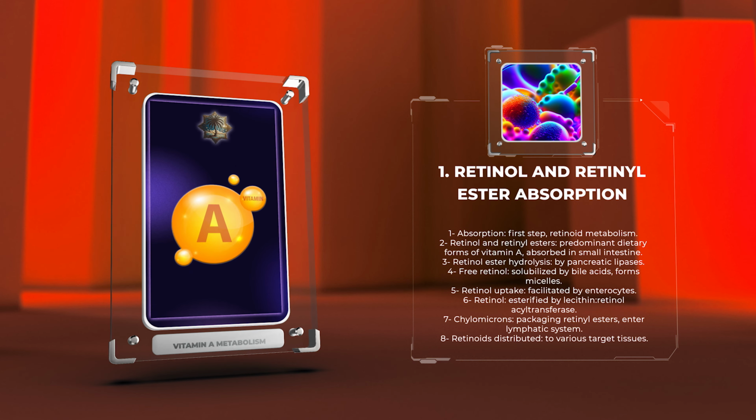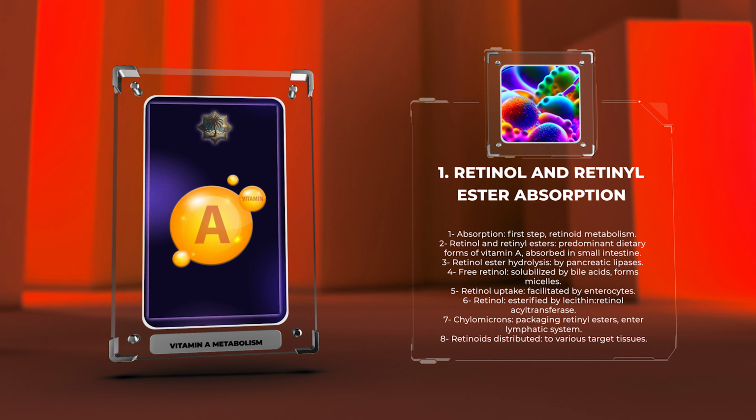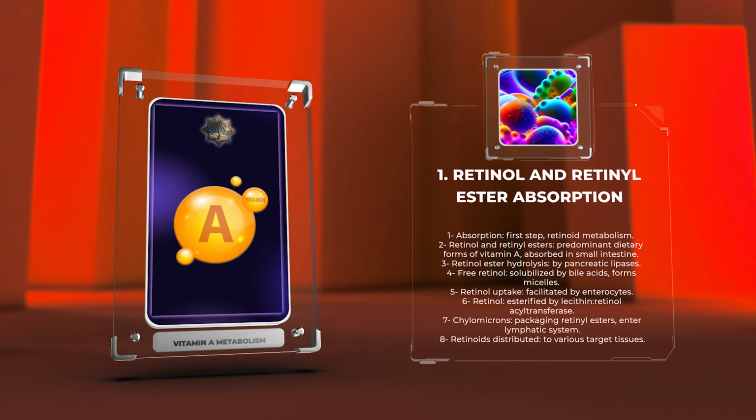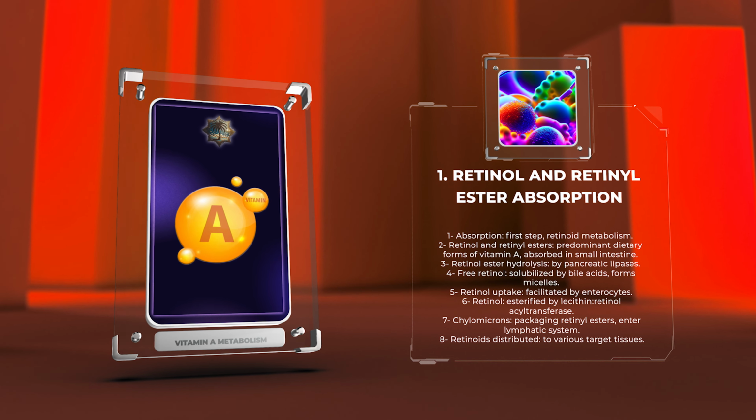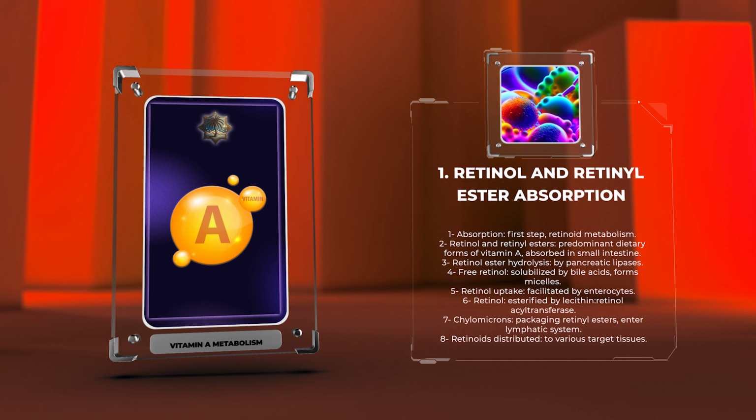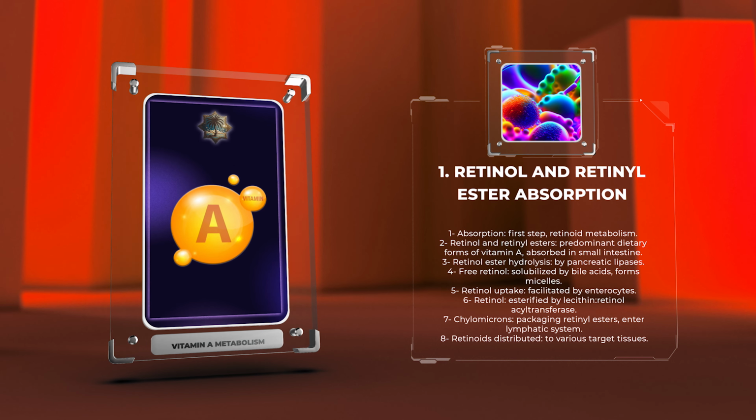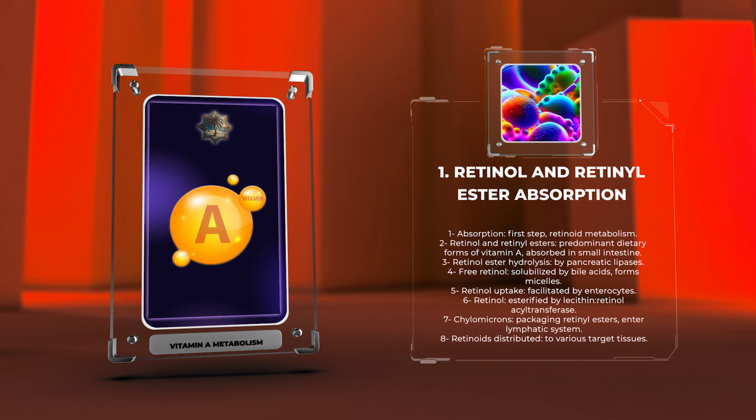Within enterocytes, retinol is then esterified by lecithin retinol acyltransferase to form retinol esters for packaging into chylomicrons. These chylomicrons enter the lymphatic system and eventually reach the bloodstream, where they distribute retinoids to various target tissues.